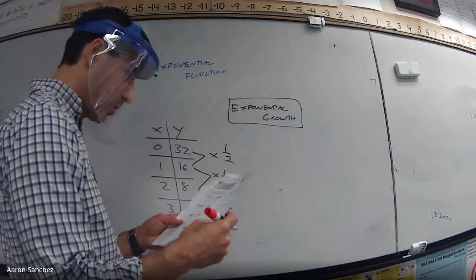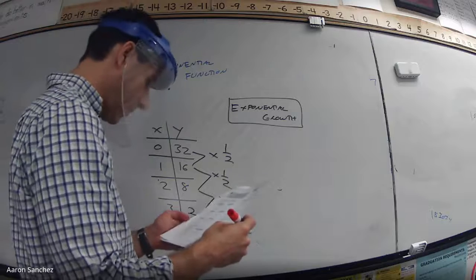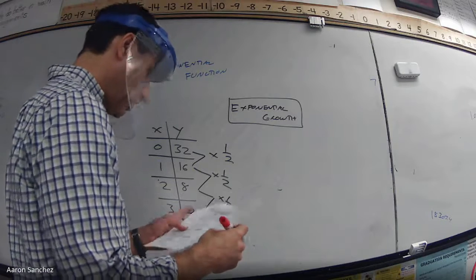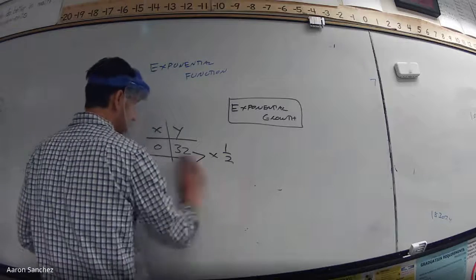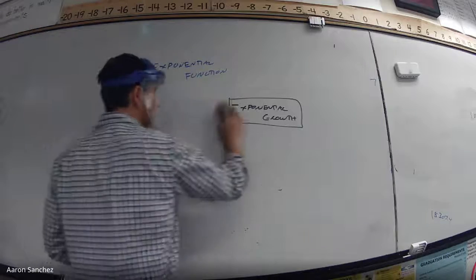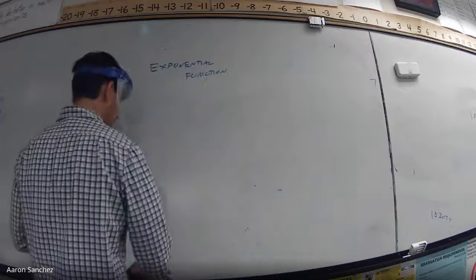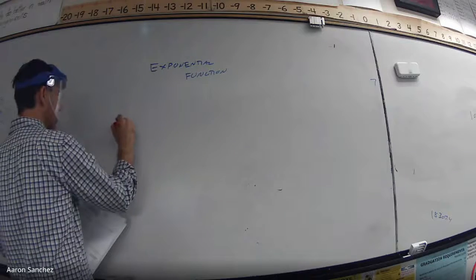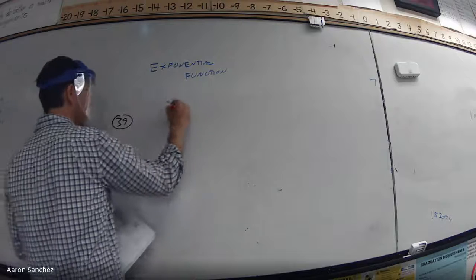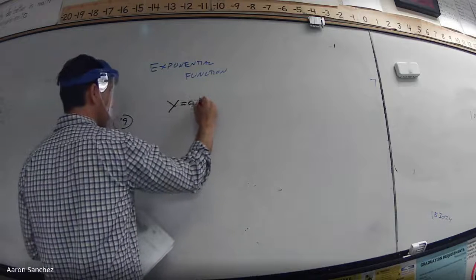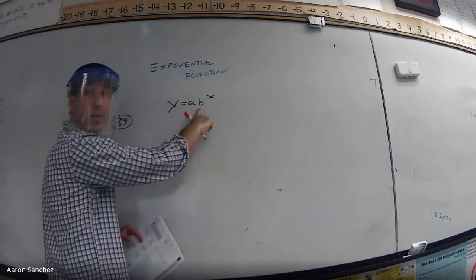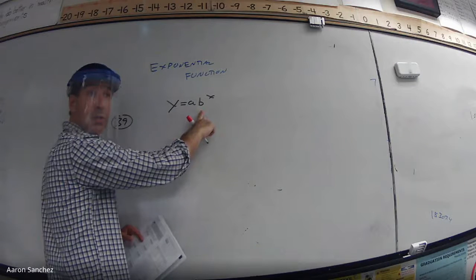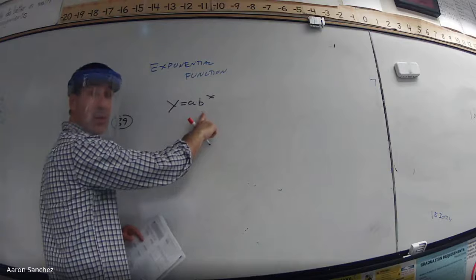Let's go to, that was 35, 37. Let's do 39. Is this exponential growth or decay? You look at the multiplier. On 39, they want to know, is this exponential growth or decay? Remember, we have y equals a times b to the x. The b is the multiplier. This is going to tell me if it's growing or getting small, if it's decaying.